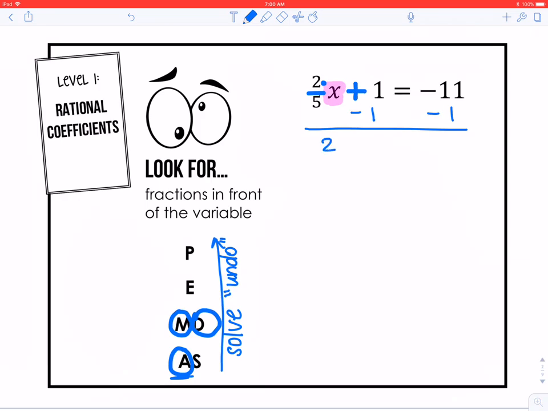So I have my 2/5 x. Positive 1 and negative 1 is 0. That doesn't need to be written. And then I have a negative 11 and a negative 1. Adding that up, combining your like terms would be a negative 12. Okay, next operation, now that we've finished our addition, we want to go to our division.